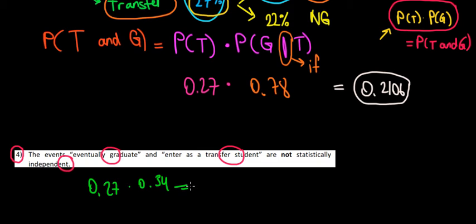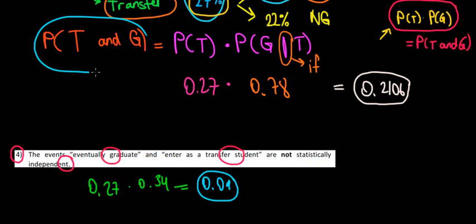Let me just solve it real fast. 0.27 times 0.34, 0.09 as far as I can see. So that's equal to 0.09, and what we can see is that it's different from the joint probability that we calculated. If they are different, that is proof that they are not independent events. So no, they're not independent, they are dependent. So not statistically independent. That's true, and we're done.